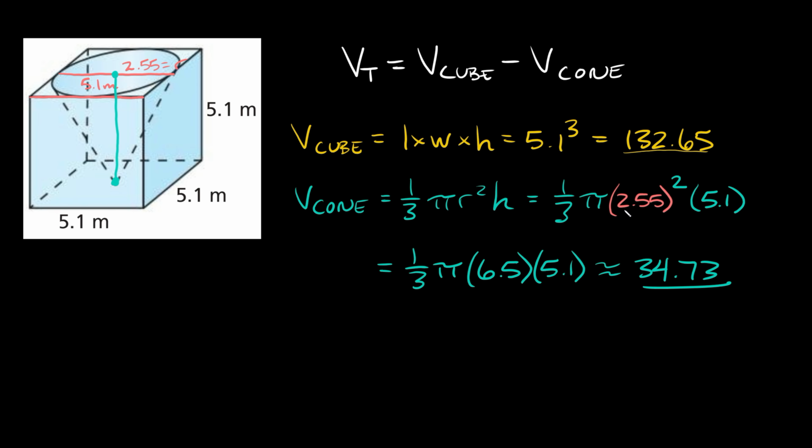All right, so we have the volume of the cube, we have the volume of the cone. Now if you subtract those two, you'll get that the total volume is equal to 97.92, and our units are in meters, so we get meters cubed.